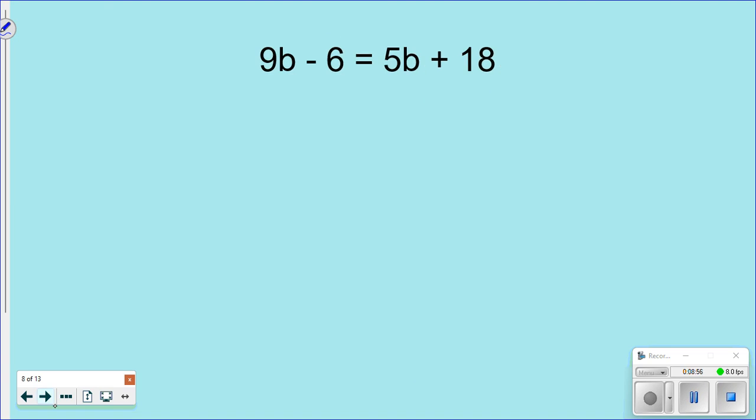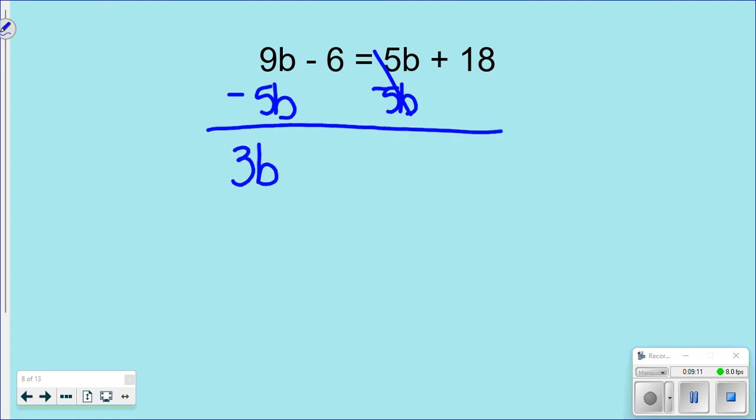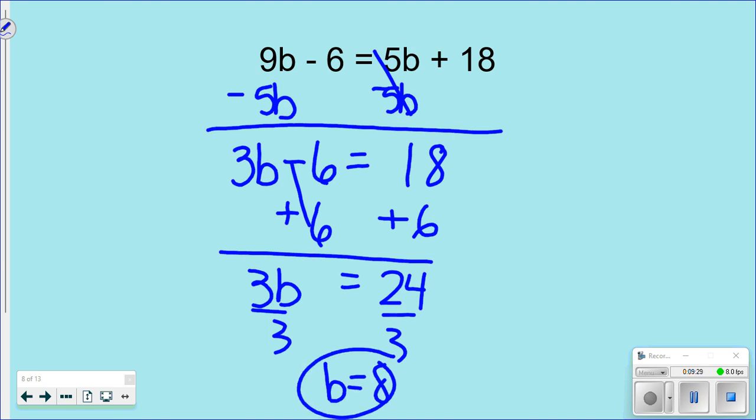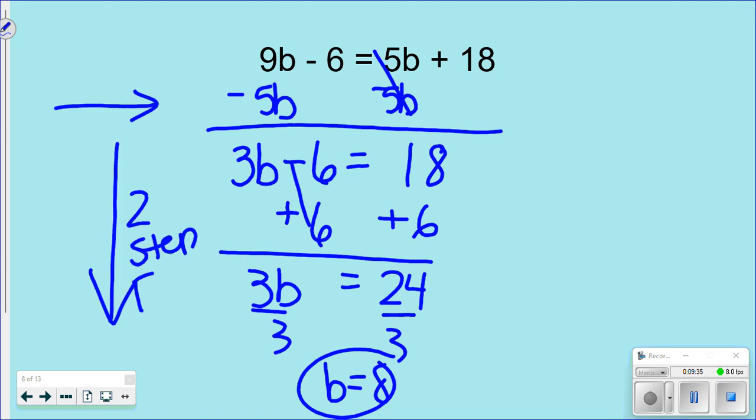Okay, let's try another one. I have 9b's on one side and I have 5b's on the other side. I'm going to subtract 5b from this side, because that's like me taking 5b from this side also and figuring out how many b's I have left over on this side. Okay, I'm going to bring everything down I did not use. And then it's my two-step equation that I know how to solve. 3b equals 24, divided by 3, divided by 3. B equals 8. Okay, so as soon as you do this step, it's everything you've done in the past. That's why it's so important for us to know how to do those two-step equations.